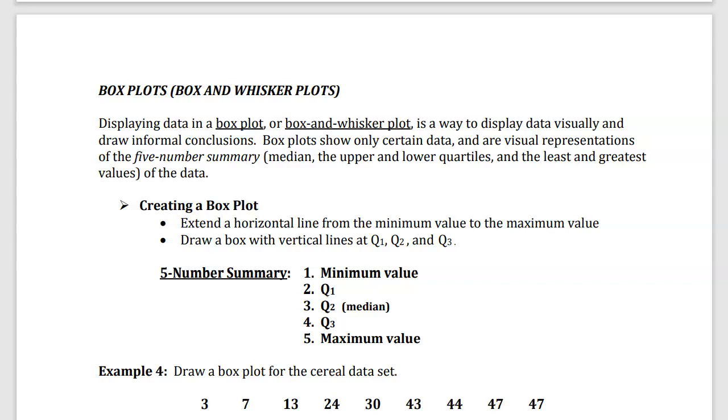In the previous video, we were looking at the quartiles, the IQR, things of that nature. The reason why we use those is so that we can draw what we call a box plot, also considered box and whiskers. It's a way to display the data visually and draw informal conclusions. It's a visual representation of what is considered a 5-number summary. Now that 5-number summary includes the minimum, your Q1, Q2, Q3, and your maximum value.